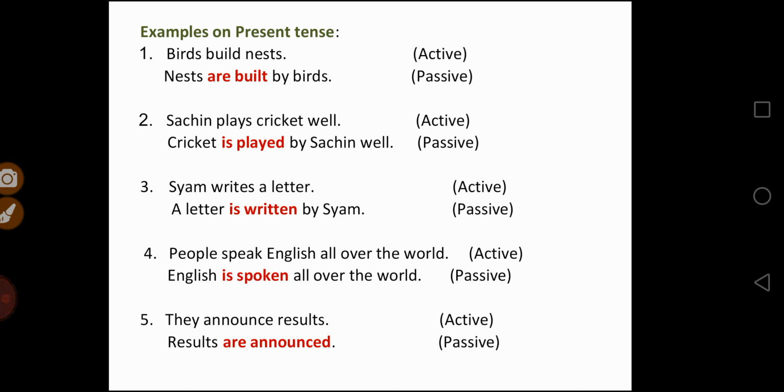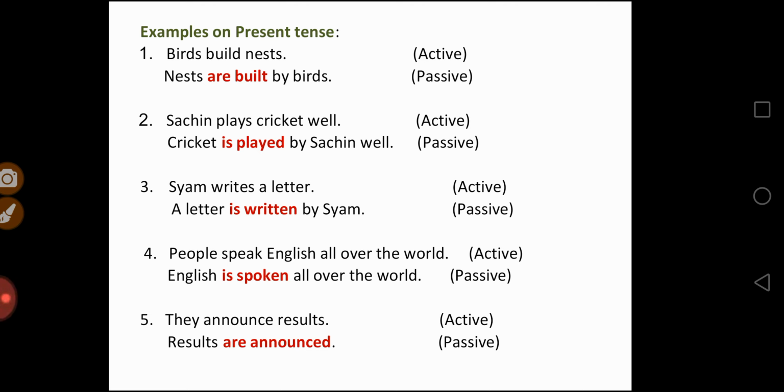Sachin plays cricket well. Cricket is played by Sachin well. Cricket is in singular, so we have used "is played". Shyam writes a letter. A letter is written by Shyam. People speak English all over the world. English is spoken all over the world.